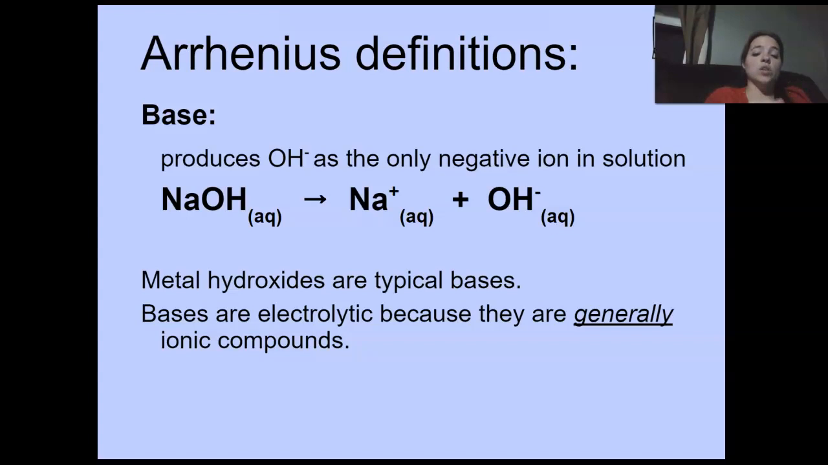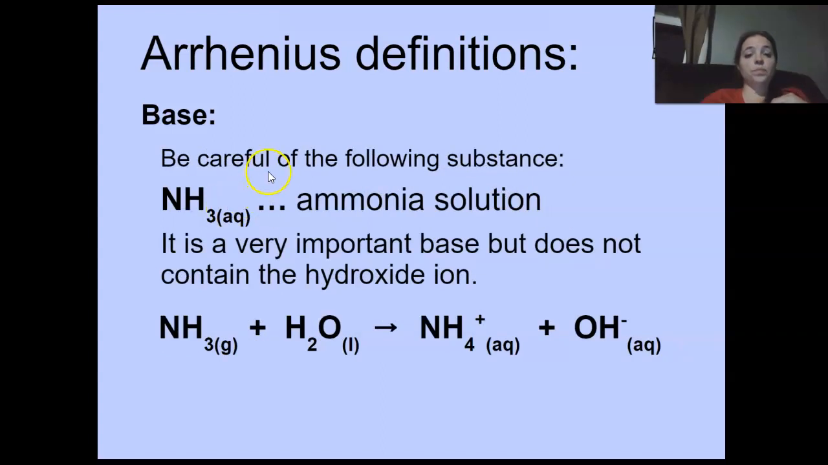So metal hydroxides are typically bases. Bases are electrolytic because they are generally ionic. Ionic compounds can split in solution. But you have to be careful. Not all bases have hydroxide. Ammonia, our little special case, is a very important base, but it does not contain the hydroxide ion. Again, you can see the ammonium ion in the polyatomic ions in your reference table. So NH3, ammonia, and water gives you ammonium and hydroxide.